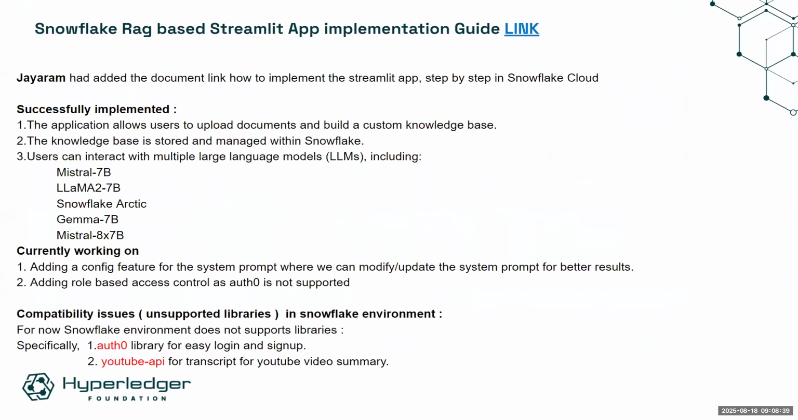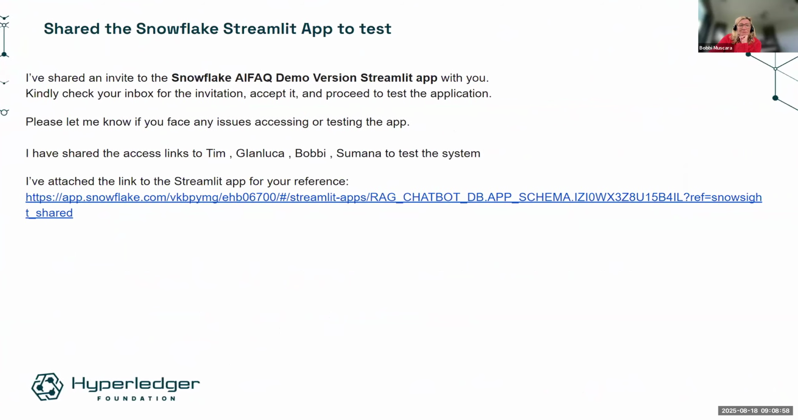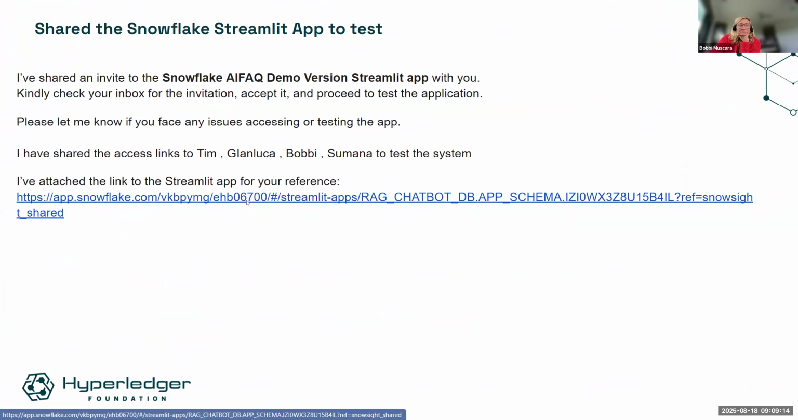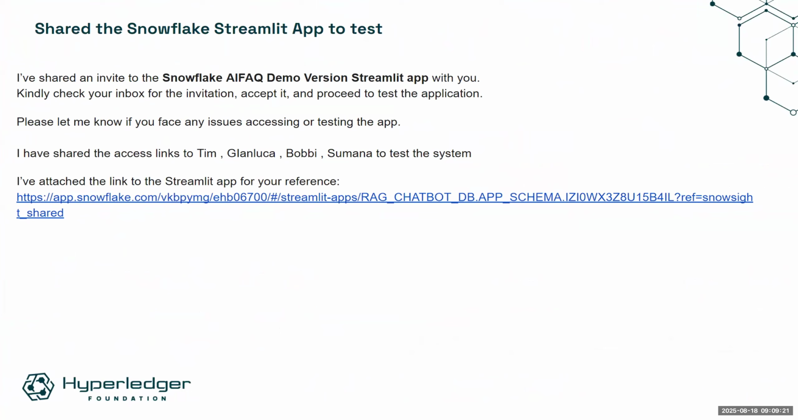For the second agenda item, I have already shared an implementation guide if anyone wants to try the system and implement it. It's a complete README file with a step-by-step guide for everyone who wants to test and implement the system. Currently I have shared the Snowflake access with Tim, Gianluca, Bobby, and Suna to test the system. You can check out this link to access the Streamlit app and test the system. I put it in the chat. This is about the Snowflake updates for last week.